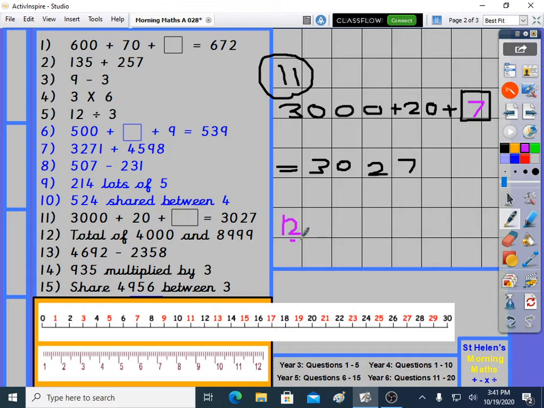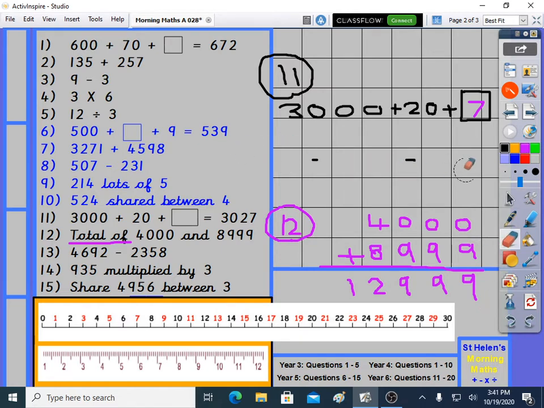I think I'll fit this here. For total, you know what that means, don't you? It means plus. Total of 4,000 and 8,999. Total of those. 9, 9, and 9. 4 plus 8 is 12. 12,999. Question 13.